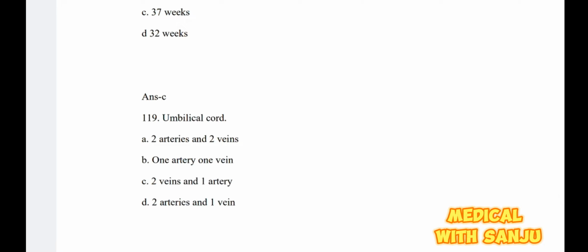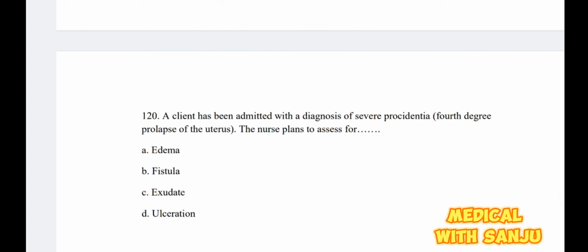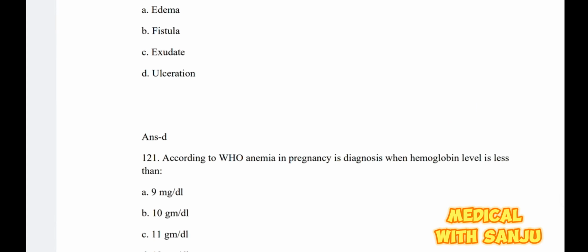Umbilical cord contain two arteries and one vein. Option D is right answer. Question number 120. A client has been admitted with a diagnosis of severe procidentia, fourth degree prolapse of the uterus. The nurse plans to assess for option A, edema, option B, fistula, option C, exudate, and option D, ulceration. The nurse plans to assess for ulceration. Option D is right answer.